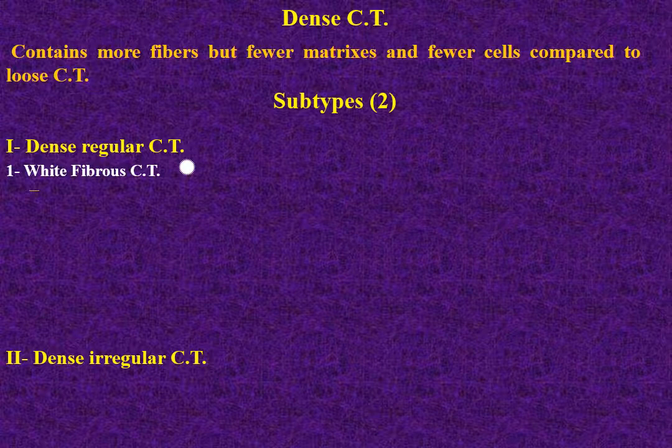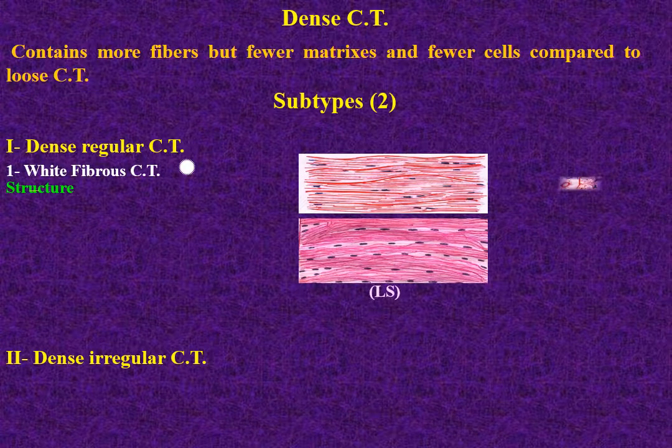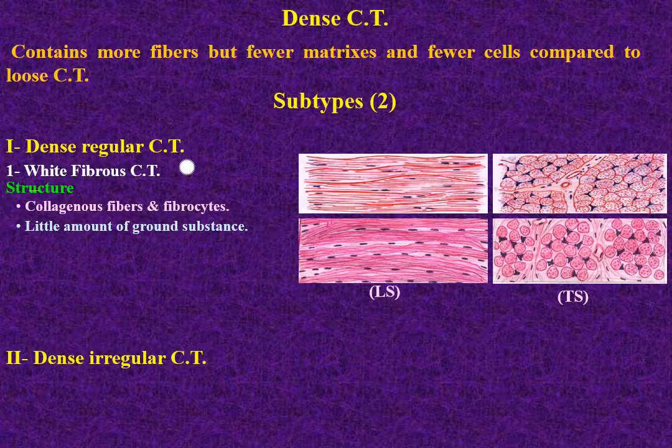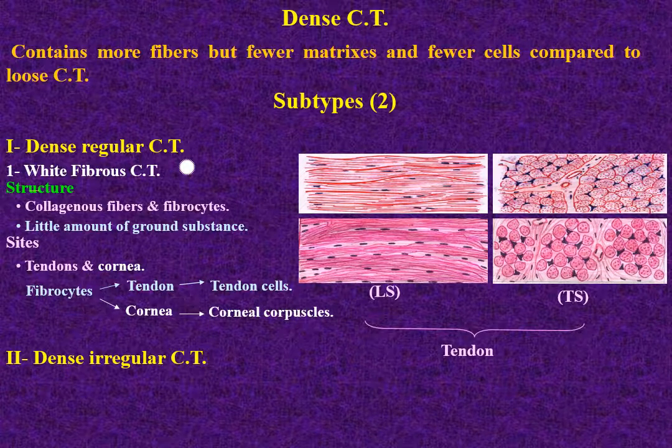White fibrous connective tissue. Structure. It consists of collagenous fibers and fibrocytes in little amount of ground substance. Sites. It is present in tendons and cornea. Fibrocytes in tendon are called tendon cells, while those of the cornea are called corneal corpuscles.